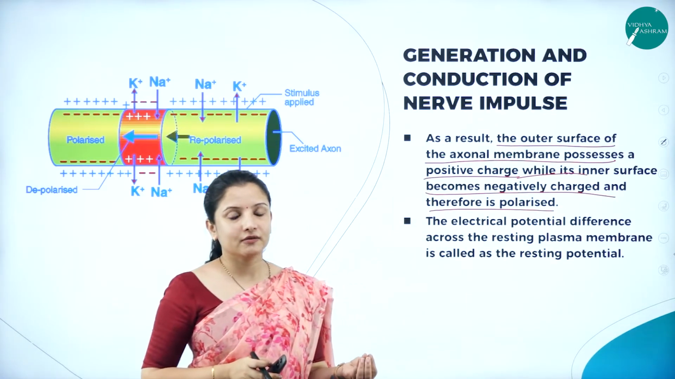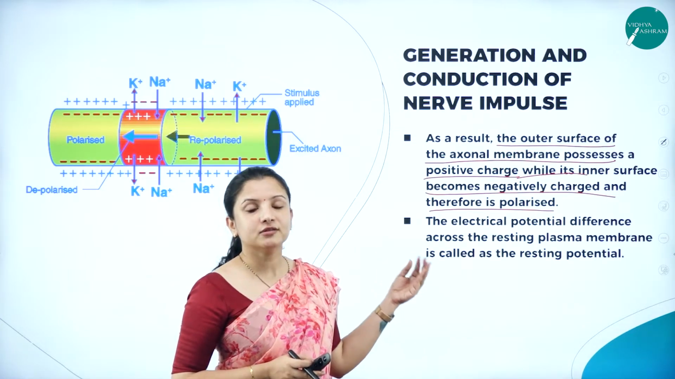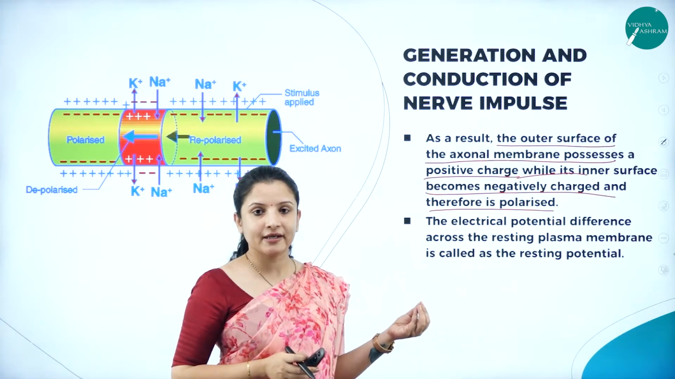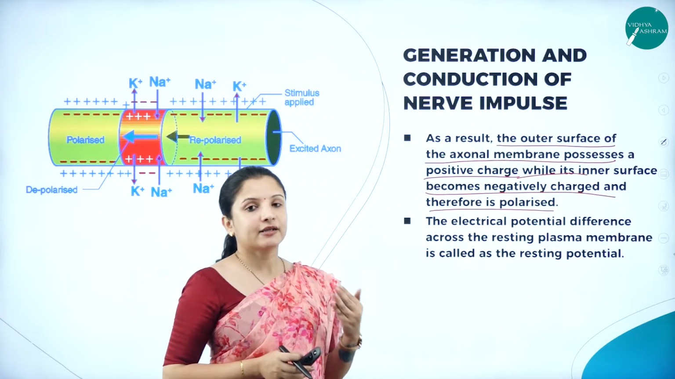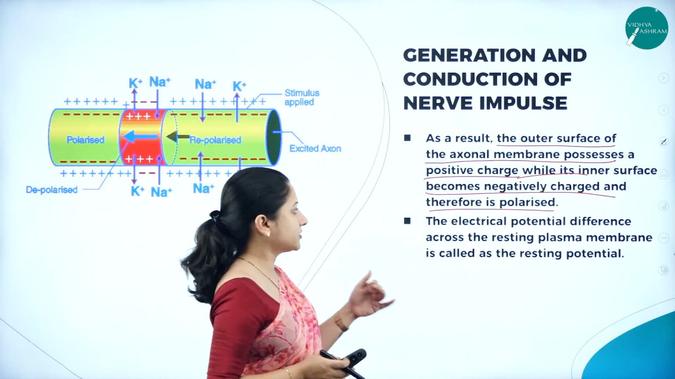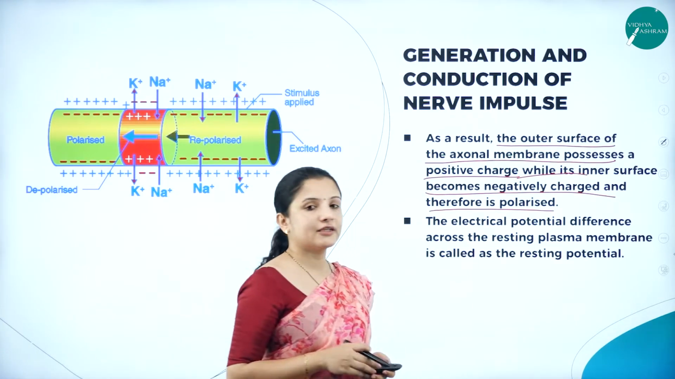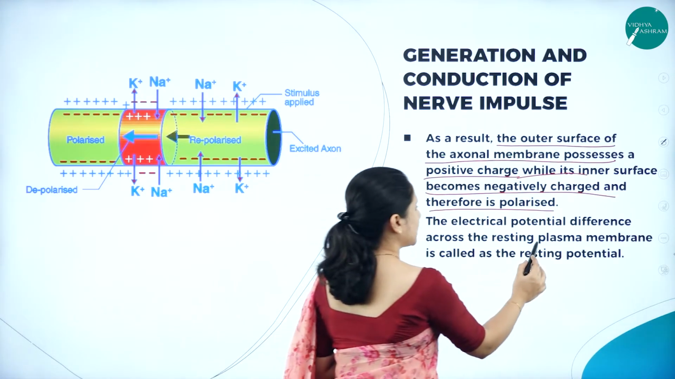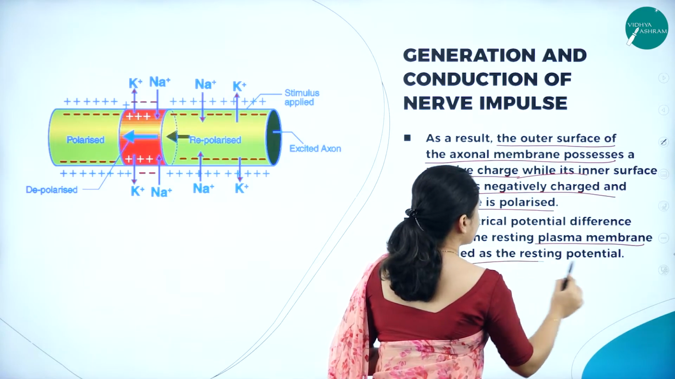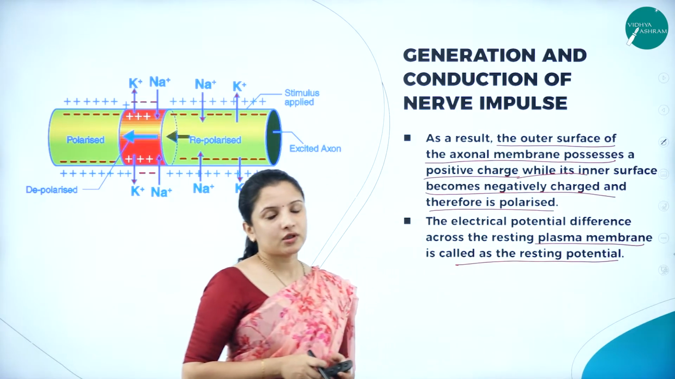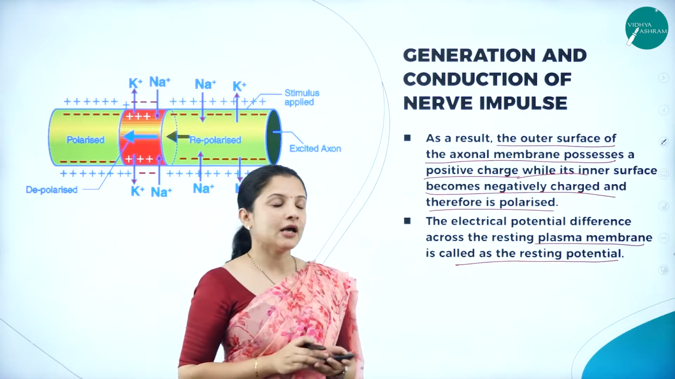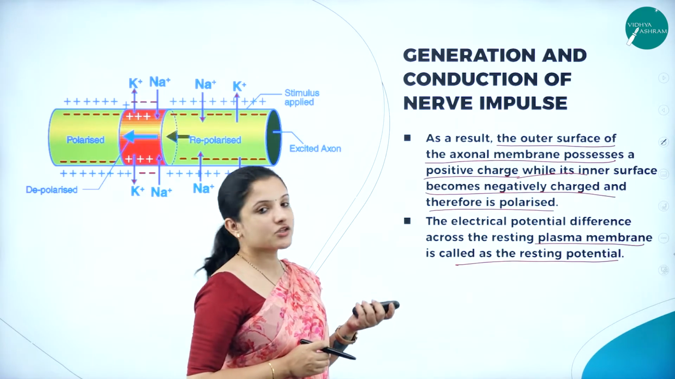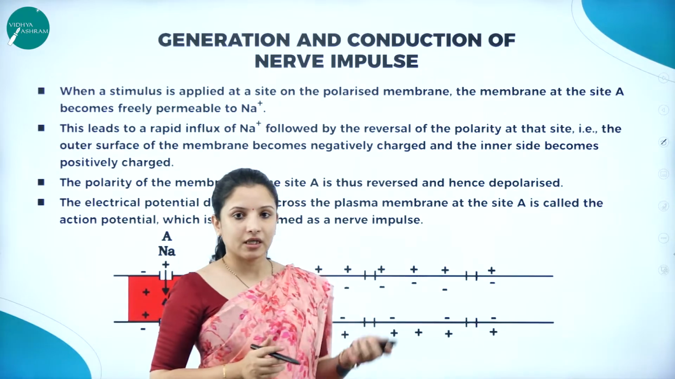So, what did I tell you a few slides before? That axons are always in a polarized state, right? They are always negatively charged on the inside. The axoplasm is always negatively charged. The electric potential difference across the resting plasma membrane is called the resting potential. So, this is what happens, and when they are in the excited state, it is the vice versa that happens. So, this is about the generation and conduction of nerve impulses.